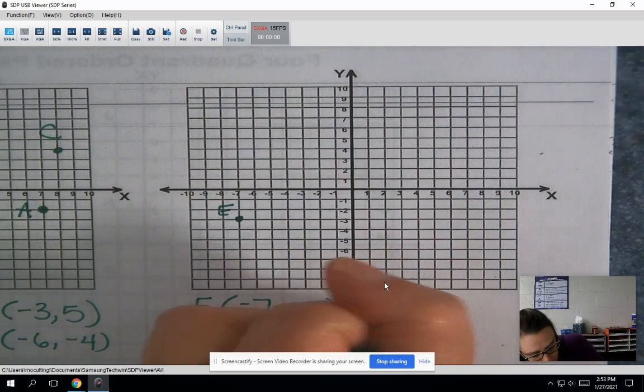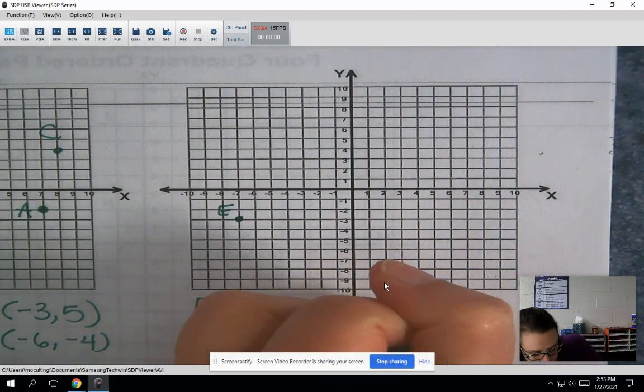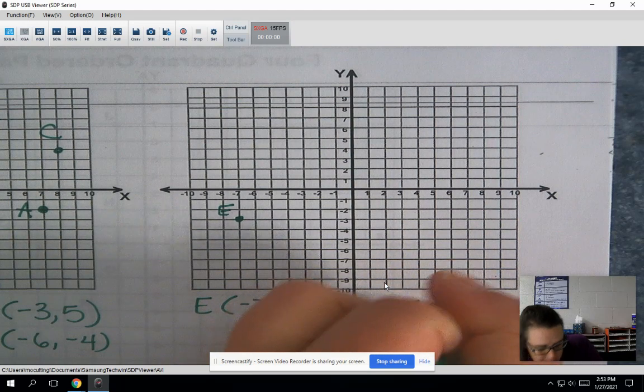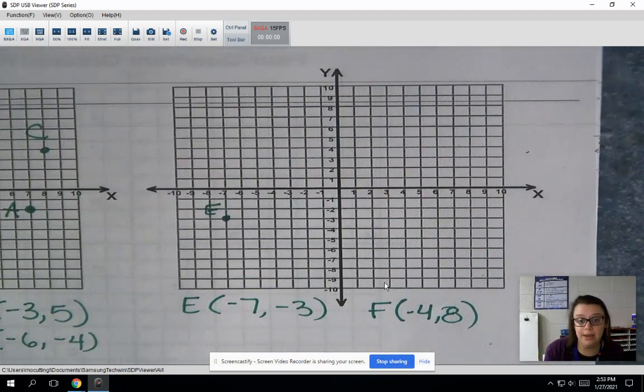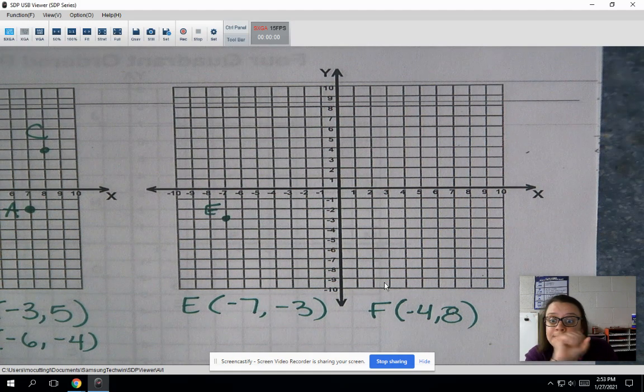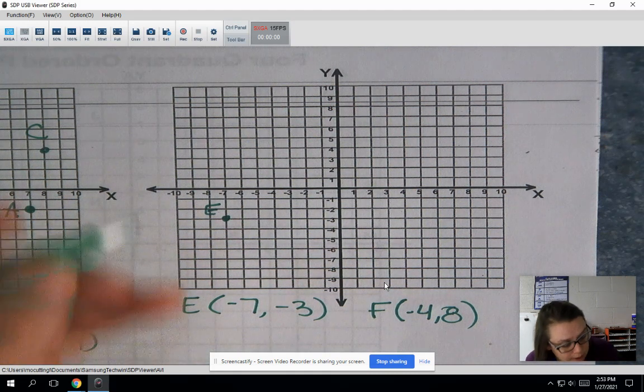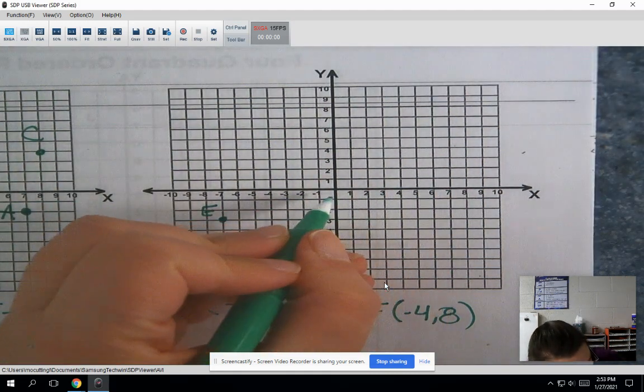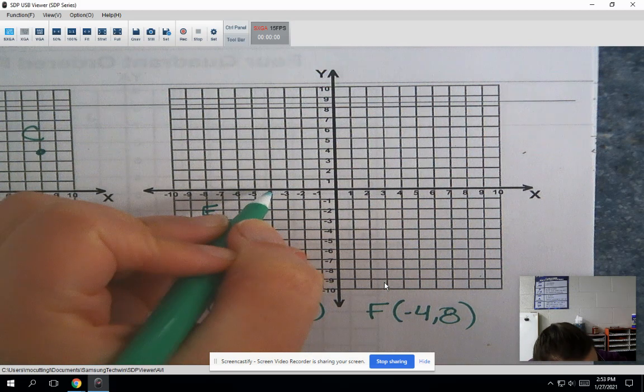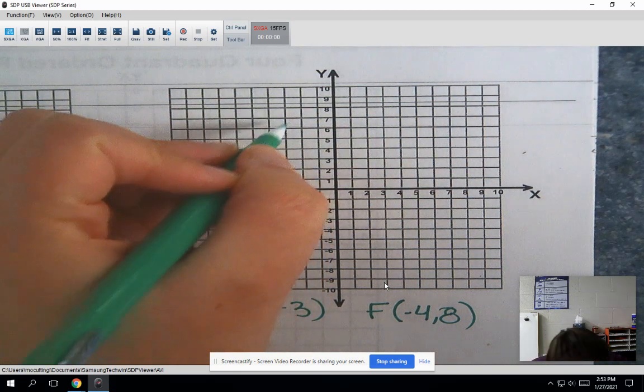Point F, I'm going to have you pause me again. -4, comma, 8. So pause me. You're going to go across to -4, then up to +8. Pause. And welcome back. So across to -4, and then up to +8.